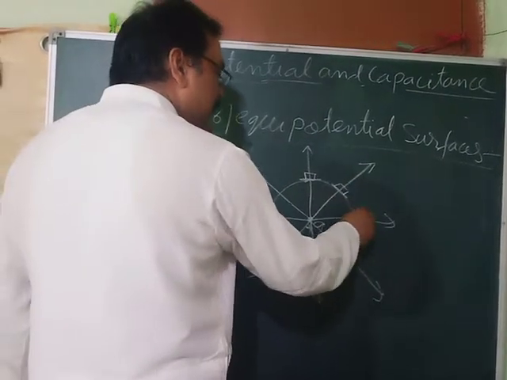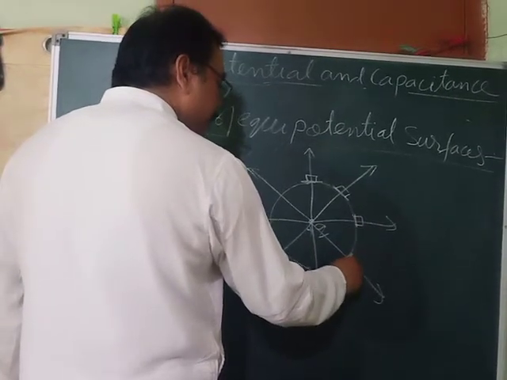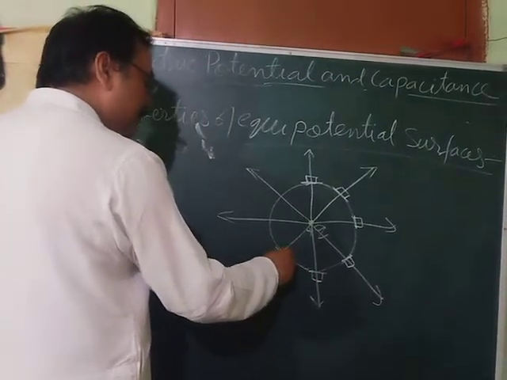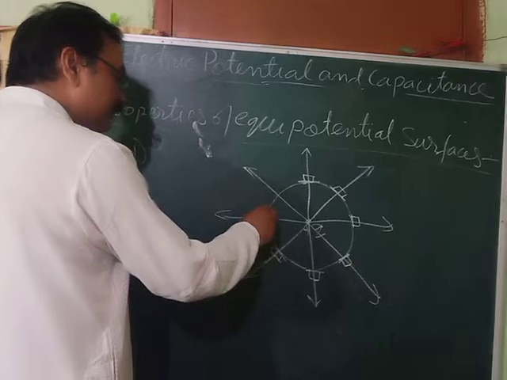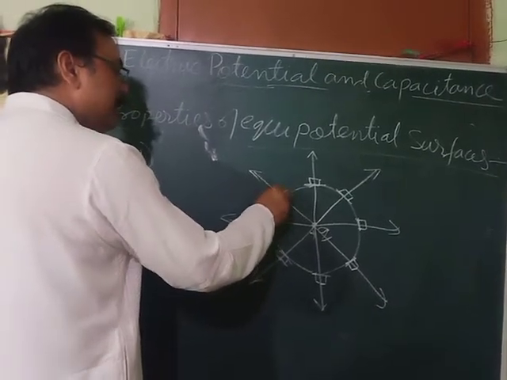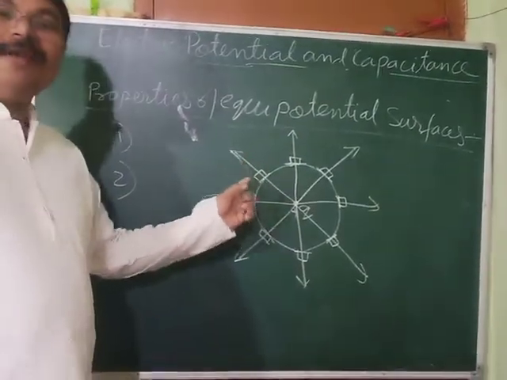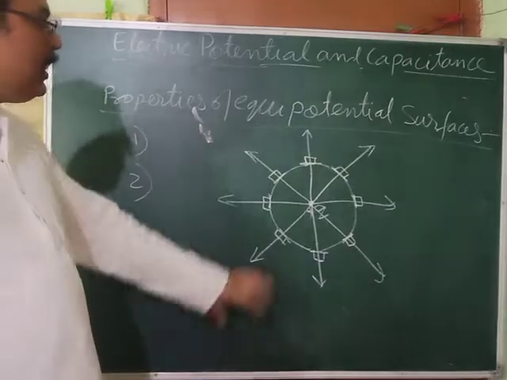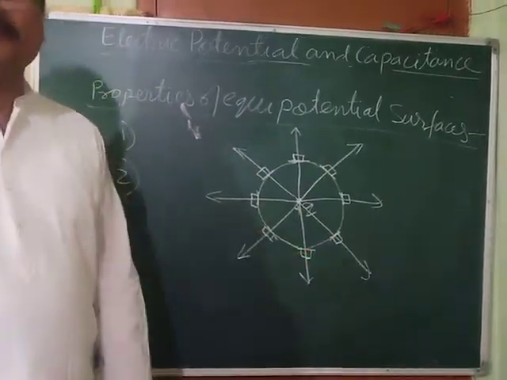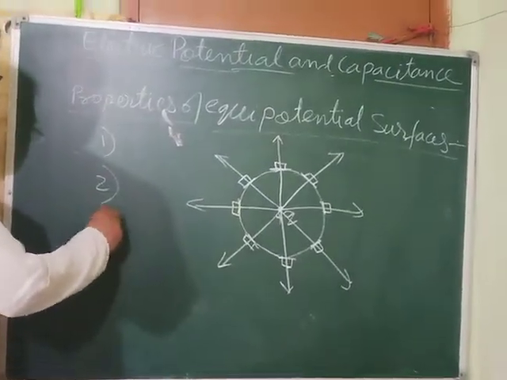Here if you draw a tangent, what you will find? It is perpendicular. Here also, it is perpendicular. Everywhere you draw a tangent, you will find it is perpendicular to the surface. So electric field lines give the direction of electric field, and these are perpendicular to the equipotential surface. That's what you have written in the second point. Now it comes to the third point.